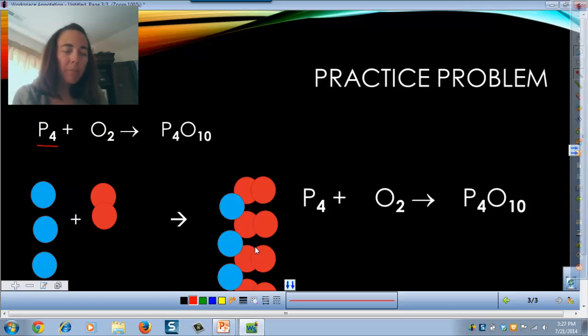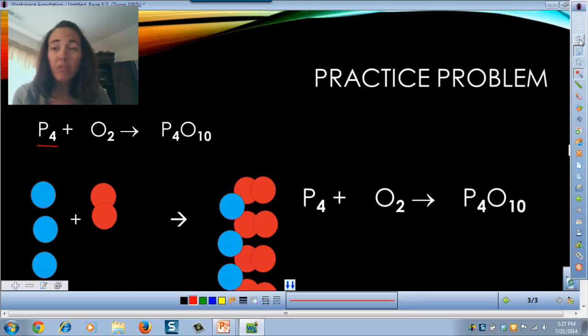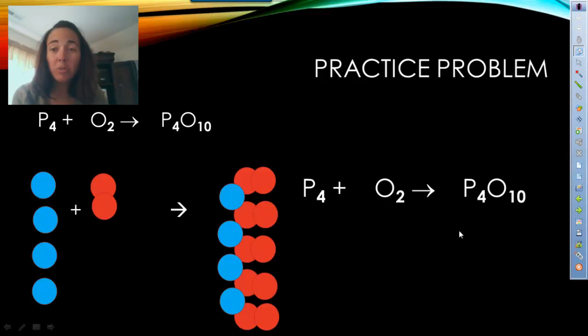Now if I'm going to balance this, let's do it by inspection. I have 4 blues and 4 blues, so the phosphorus is balanced. But what's not balanced is the oxygen. I have 2 on the left side and 10 on the right side. Now you need to think about this in terms of multiplication. What can you multiply by on the left side to give you a total of 10 oxygens on the right? If you were thinking 5, then you'd be correct.